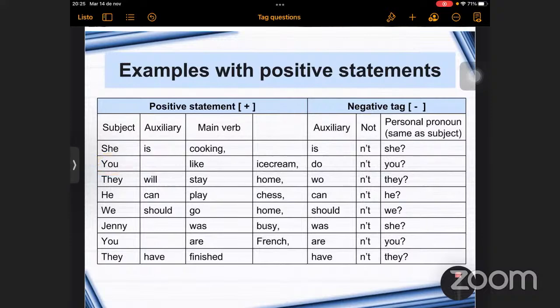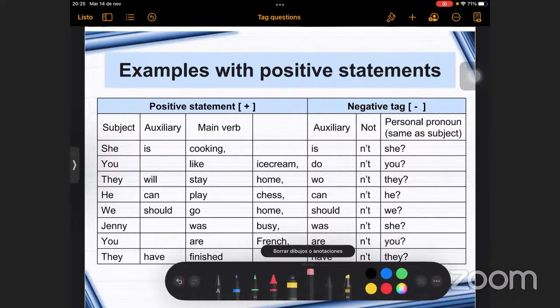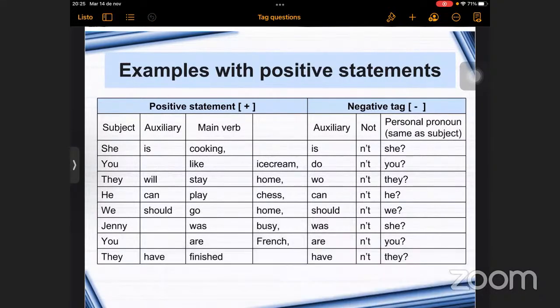So, you like ice cream? That question, don't you? Okay, I'm asking for the confirmation here. Don't you? Okay, good. Three: they will stay home. They will stay home. Okay, what's the auxiliary over there?